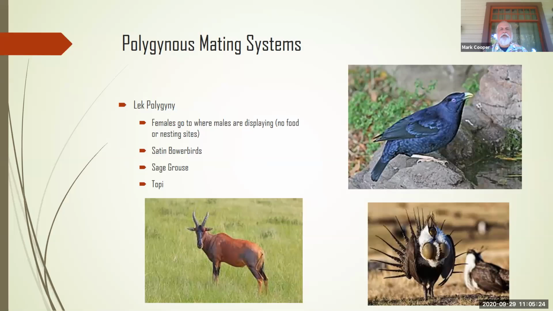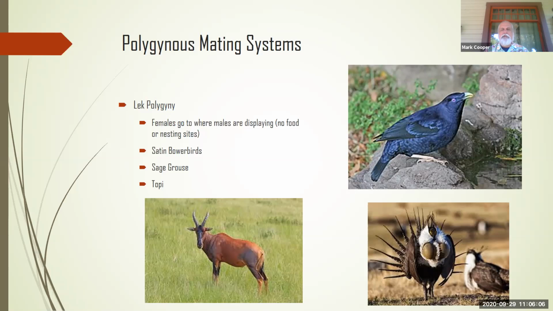And then the next one is lek polygamy, and a lek is basically a site that has no resources, no food, but it's kind of like a dancing territory, a dancing area. Lots of different animals do this. Satin bowerbirds will do that. If you think about their bowers, those are really kind of leks, where the females go, and again, the females will get food and whatever and nest somewhere else. Bottom right is one in California, the sage grouse. There'll be these lekking areas where the males will do these dances. I have a video for this, so I'd like you to watch the video.